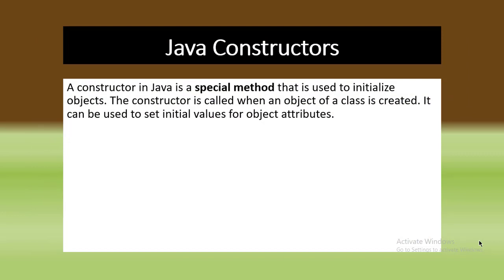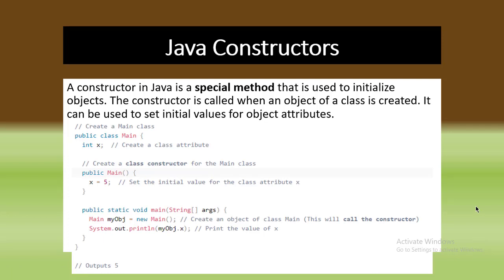Today we talk about Java constructor. A constructor in Java is a special method that is used to initialize objects. The constructor is called when an object of a class is created. It can be used to set initial values for object attributes. That is the example of a constructor.